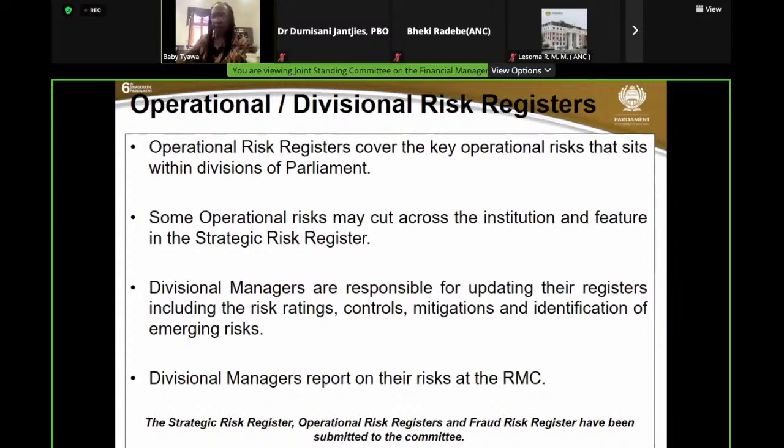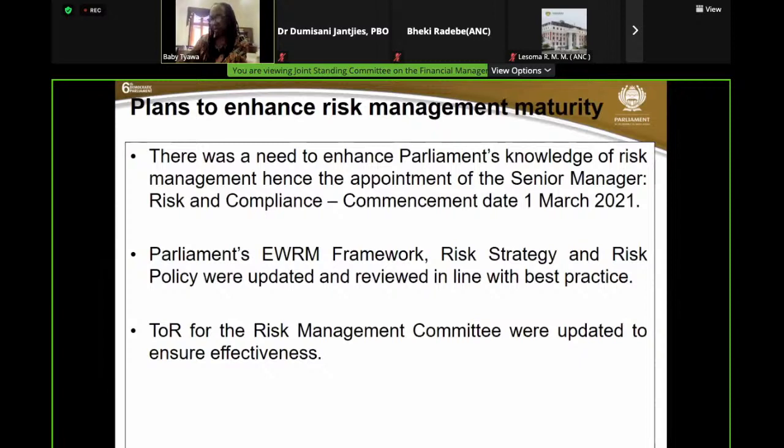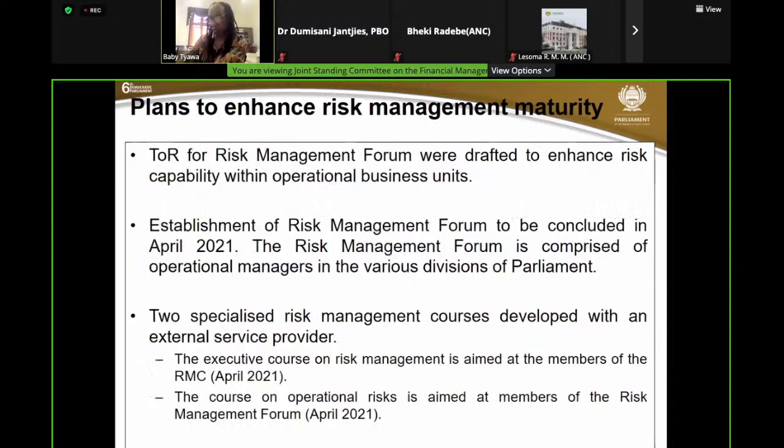To comply with the FMPPLA, we have to manage the risks that emanate from the strategy that we adopt as parliament. I have indicated that parliament has an enterprise-wide risk management framework. We have a risk strategy and a risk policy, which have been updated, and they get updated on an annual basis. We have the terms of reference that manage and guide the risk management committee, which we update on a yearly basis. And of course, we are going to be establishing a risk management forum, which now has drafted terms of reference. And we're happy to say the risk manager will pursue those so that we actually have a risk management forum established by April 2021.